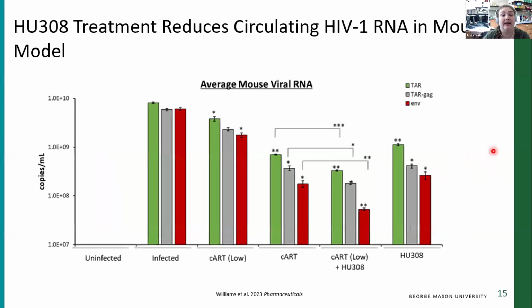We next wanted to take this to a humanized mouse model. So here we used an NSG humanized mouse model, which was again infected with that 89.6 dual tropic strain. With this infection, we treated with CR, and in this case, we had 2 different versions of CR. We had a CR in a low dose, which is 1/10 the recommended dose, and then the normal or optimal dose of CR. And then we treated with HU308 by itself or with that lower dose of CR.